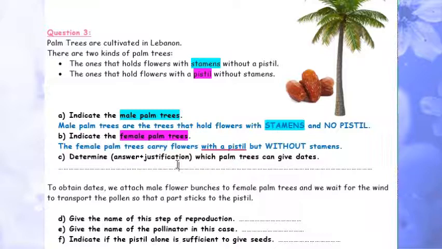Each time I ask you to determine, you have to explain and justify your answer. Which palm trees can give dates? Which palm trees can give these fruits, with the seed inside? These are yummy fruits with a seed inside. So it's like they're asking us to indicate which palm trees can make seeds or can hold the seeds. Okay, so all living things reproduce and make babies, and most living things have their females holding the babies inside their bodies. Like us, for people, it's the female that holds the baby inside her belly, right? This is also the case for plants.